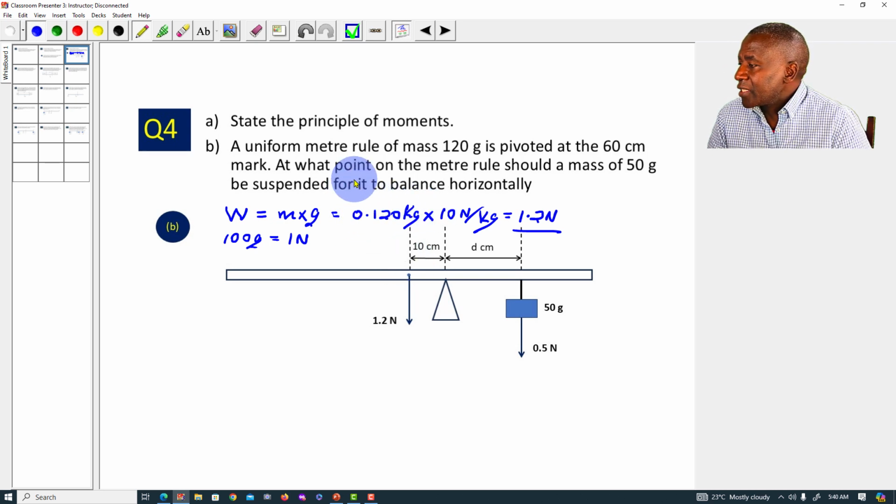So we are asked, at what point on the meter rule should a mass of 50 gram mass be suspended? What is this mark here? Is it the 60 centimeter mark, 70 centimeter mark, or let's first of all work out D, so that once we get D, we are going to add it on to 10, and then we get where we are supposed to suspend it.